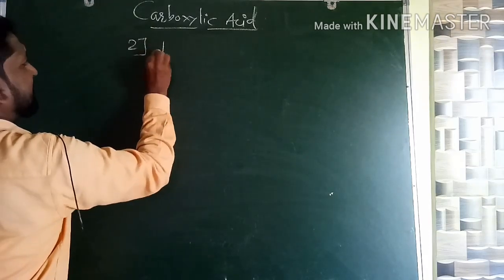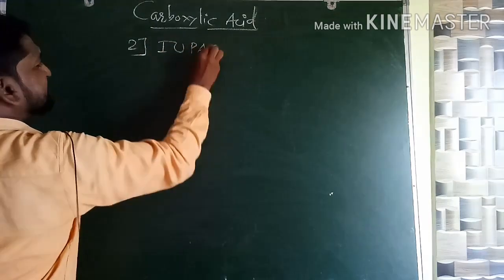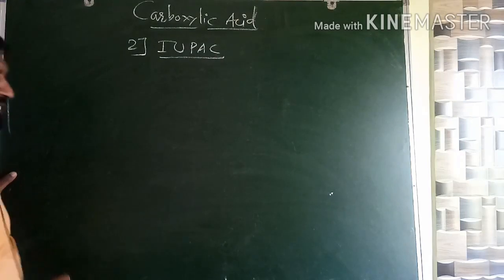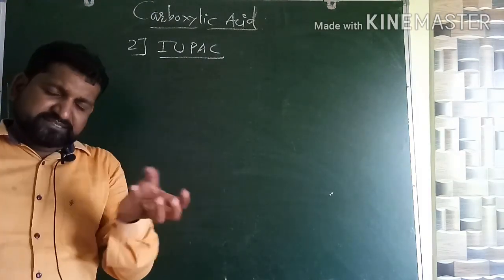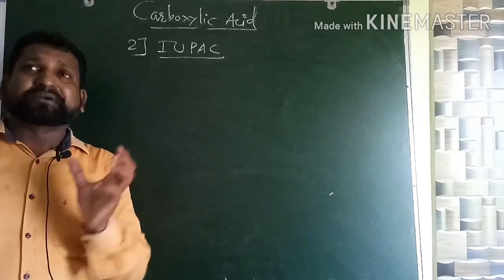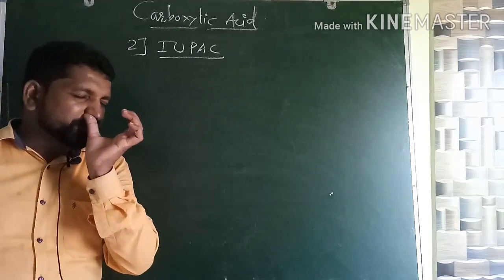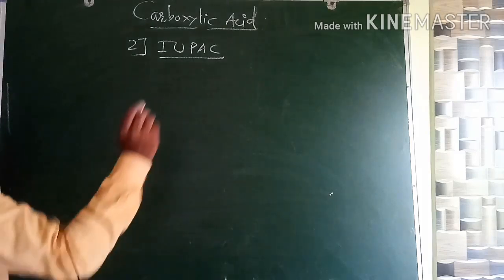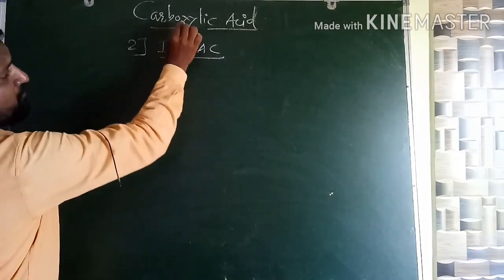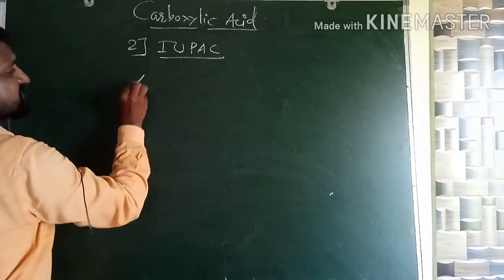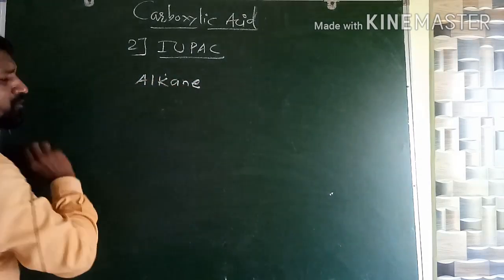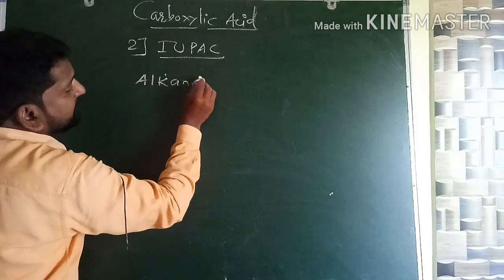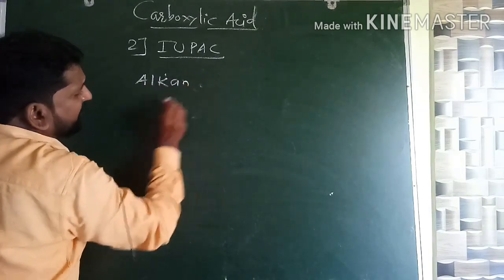Now let's go for the second nomenclature system. What is that? The IUPAC nomenclature system. So listen carefully. We will not take many examples. We will see some important and exam point of view valuable examples here. So what happens while writing the IUPAC name of a carboxylic acid? Okay, first let's go for the alkane.